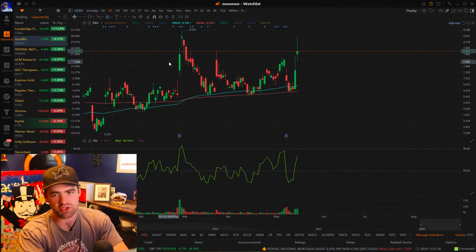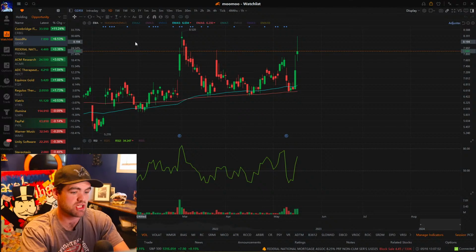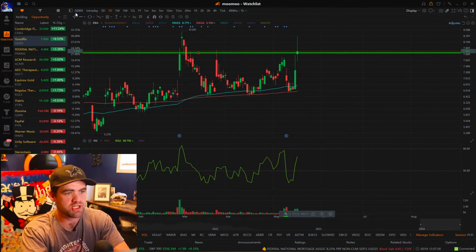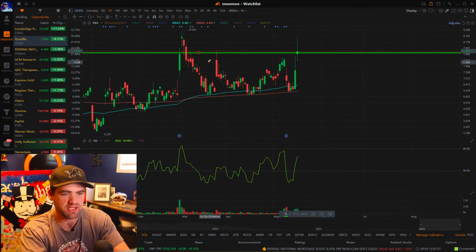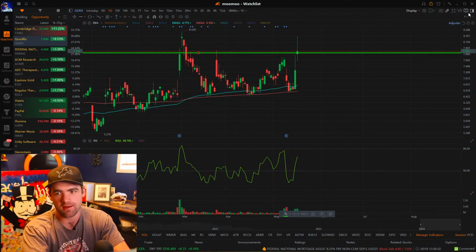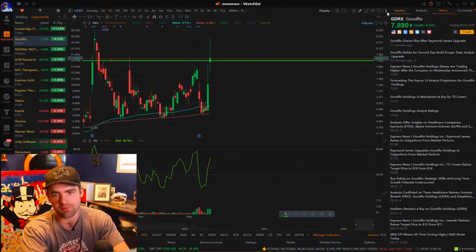Next one here, very similar thing. Most likely not shares available just because it's such a cheap and low float stock here. This one is going to be GDRX. It's pretty much hitting that resistance line where we could get some decent sell off here. As of right now, it's up 8%.